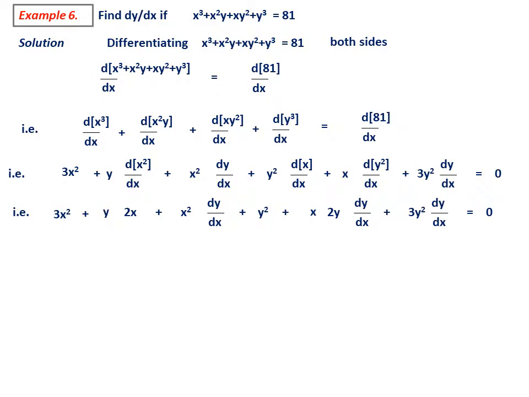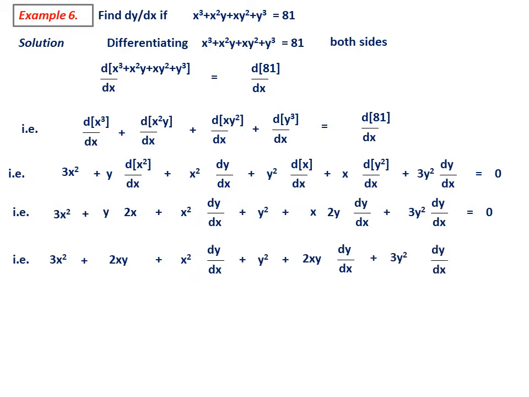Now you check how many terms contain dy by dx. So there are exactly 3 terms which contain dy by dx. All other terms you have to take to the right side. Therefore simplification we can do like this: 3x square plus 2xy plus y square, then x square into 2y into dy by dx plus 3y square dy by dx equal to 0.